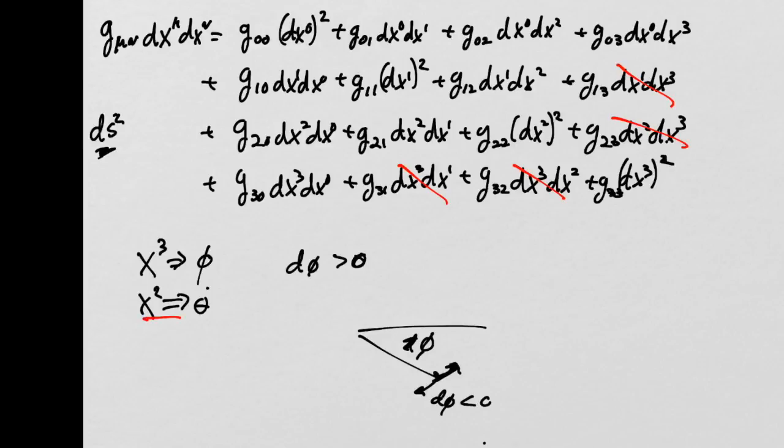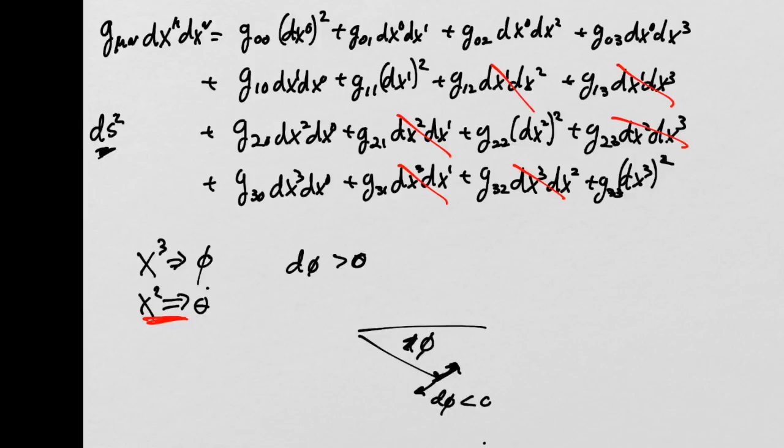The same is true for the theta term, for x2, so we have to get rid of those as well: dx2 dx1 goes away, and we leave dx2 squared alone. I guess it's just those two.